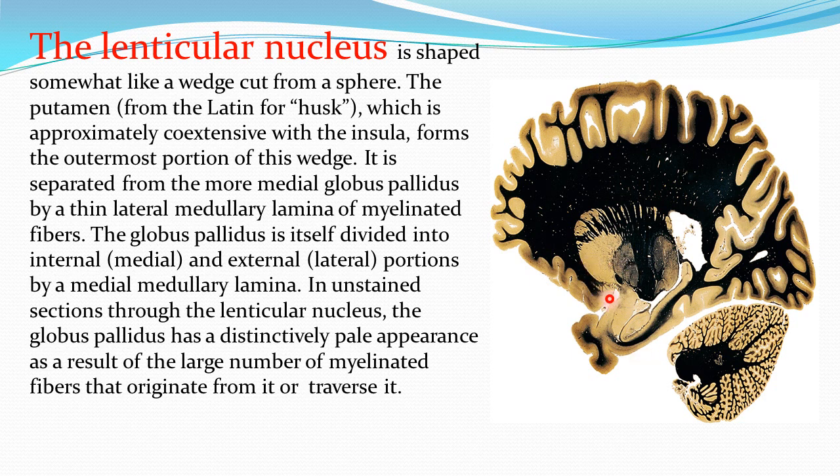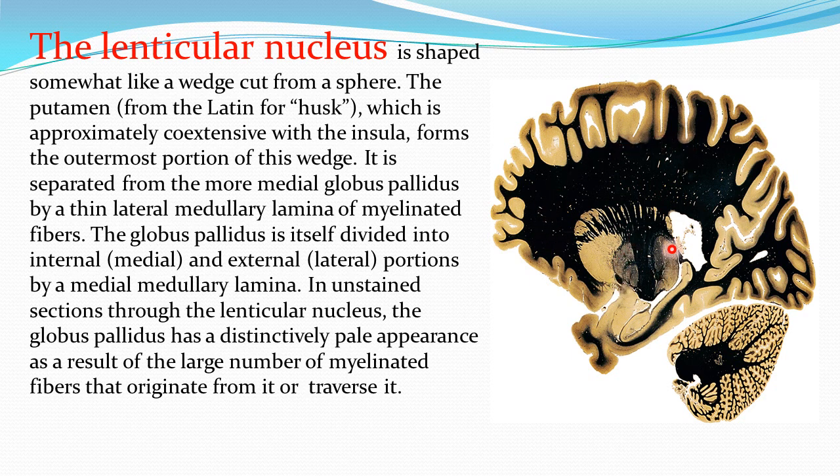See in this diagram, this is the putamen and this is the globus pallidus. Here is the globus pallidus, here is the putamen. This is the head of the caudate nucleus, which is connected with the putamen. The putamen forms the outermost portion of this wedge. It is separated from the more medial globus pallidus by a thin lateral medullary lamina.